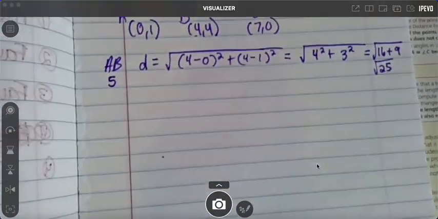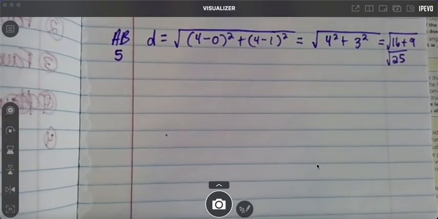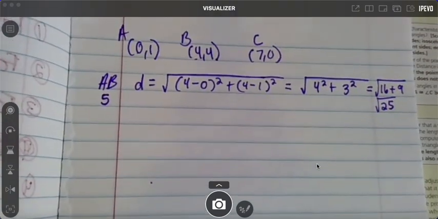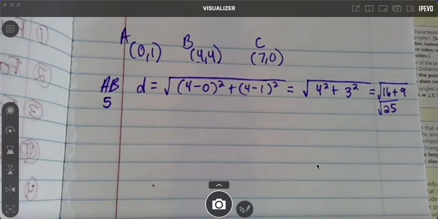Oh, let me zoom out. Now, some of you could have done that in 2 steps. Okay? I just wrote everything out. So it does look like a lot of work. I wrote every single step. It is good to write steps so you don't get confused. Now, that's my distance for AB.